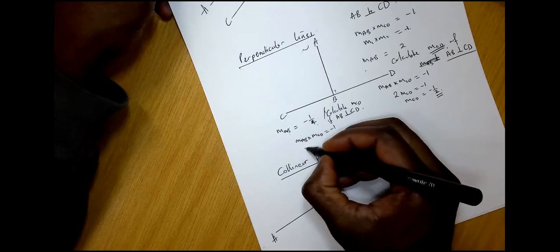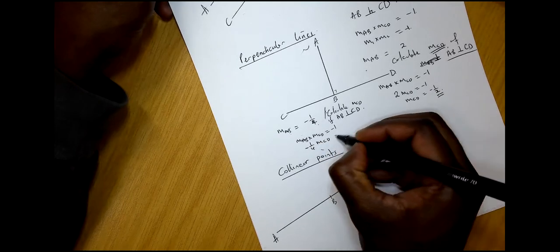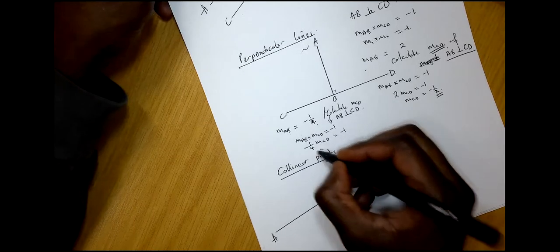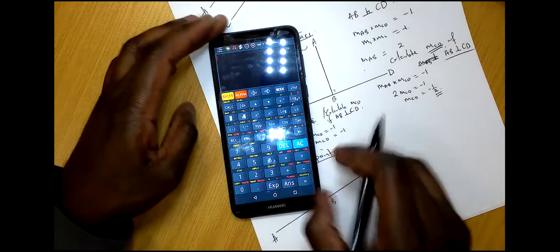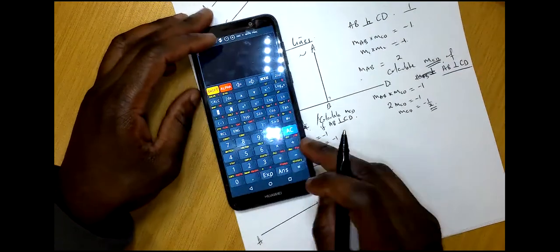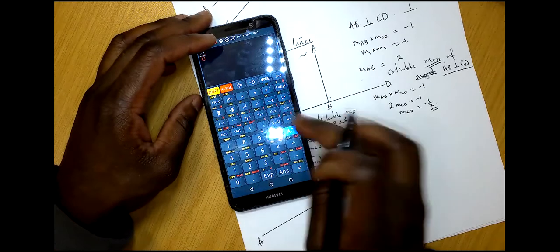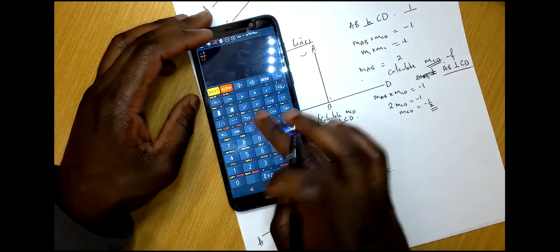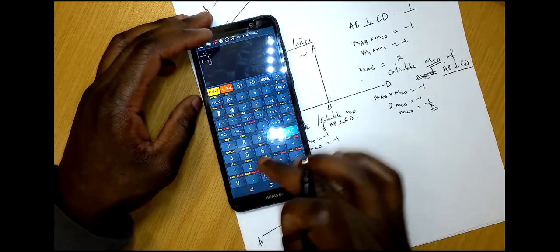Now we say negative 1 over 4 times MCD is equal to negative 1. Then if we divide both sides by negative 1/4, you're going to get 1 here. And if we say negative 1 divided by, what do we have here? We're going to say negative 1 over 4.